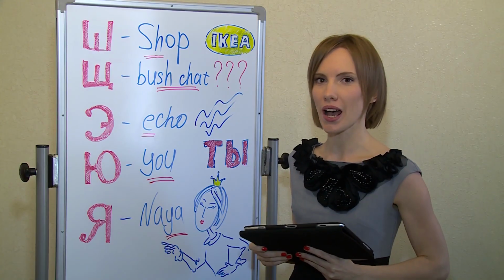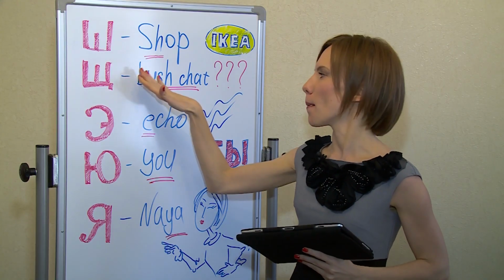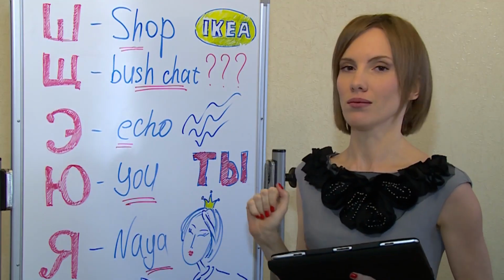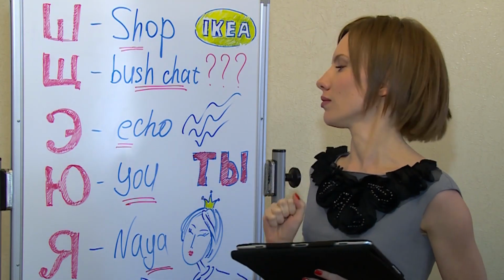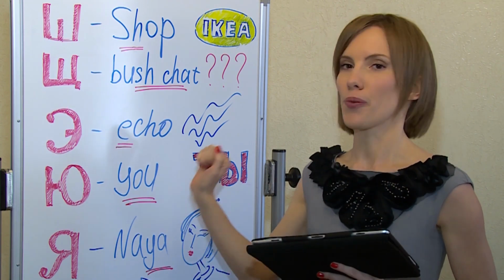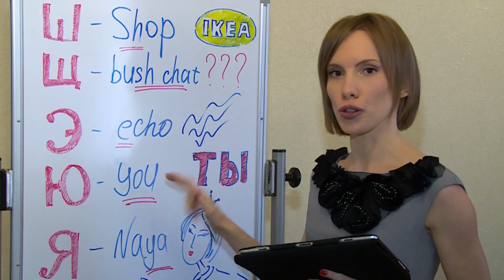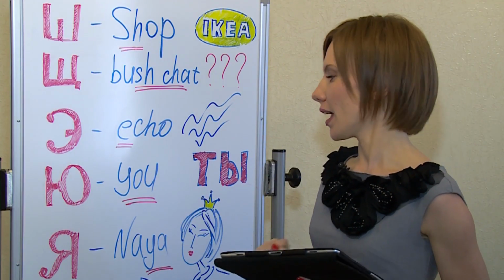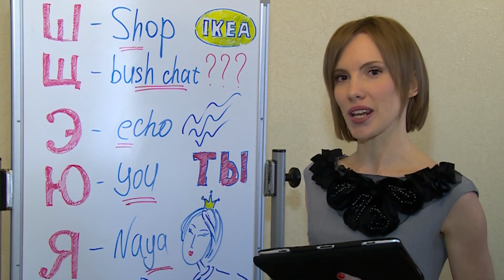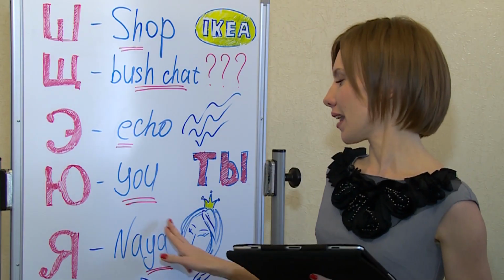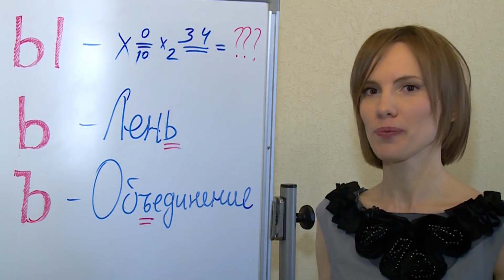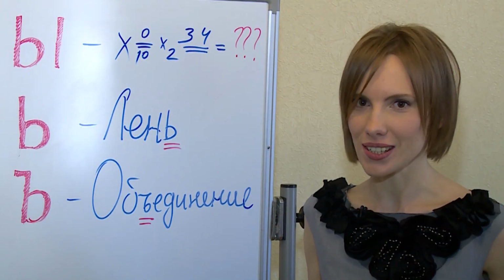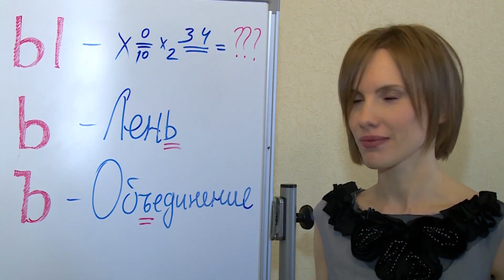She, pronounced as sh in bushchat. E, pronounced as E in echo. U, pronounced as English U but shortly, youth. And Ya, pronounced as Ya in Naya. And finally, the last group. These letters don't exist in English.